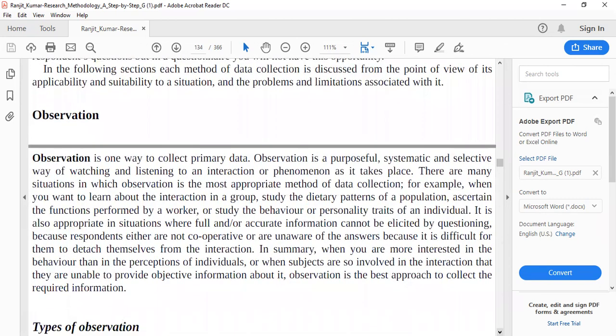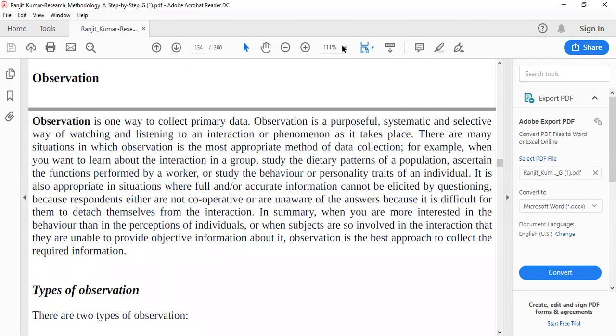Okay, the first method is observation. In the observation method, we collect the primary data, and observation, as you all know, is to observe. And this observation that you are doing is purposeful. That is, there is always a purpose behind that. There is one specific selective way of watching someone. That is, you already have something in your mind for which you are observing someone.